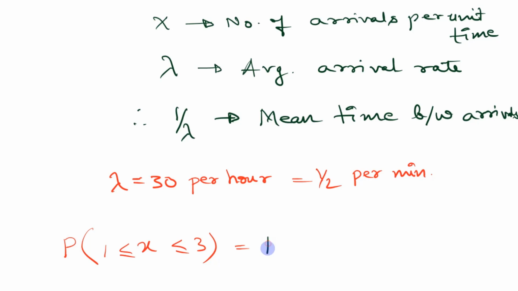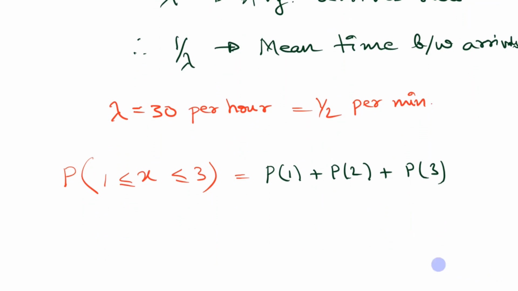This means P1 plus P2 plus P3, right? And we also know P is given by e to the power of negative lambda, lambda to the power of x by x factorial. So let's write here, we have already written this, P(x) is equal to e to the power of negative lambda, lambda to the power of x upon x factorial.